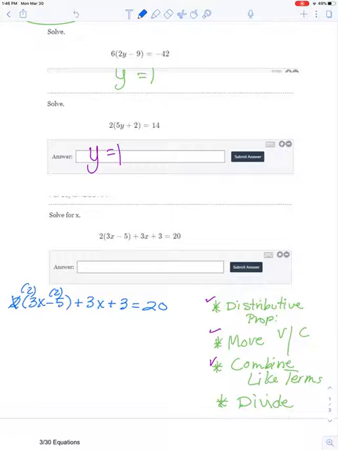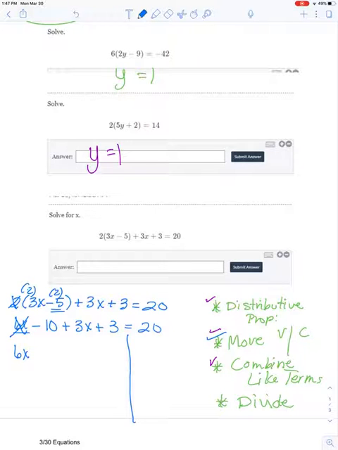So 2 times 3x. 2 times negative 5. So positive and a negative is a negative. So negative 10. Everything else stays the same because there's nothing else that we're needing to distribute. Now this time on the move, we've got a few more things to move. And what I like to do is go through each term. So 6x is a variable, so it's going to stay.